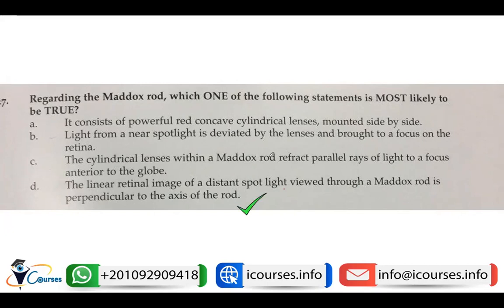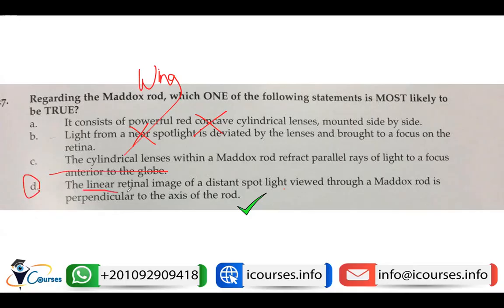Exactly as you mentioned, it consists of powerful red convex cylinder lenses mounted side by side. Light from the far spotlight is deviated by the lenses in the case of the Maddox rod. So the Maddox rod is used for a far light or far object. On the other hand, the Maddox wing is the one used for near objects. Cylindrical lenses within the Maddox rod refract parallel light rays to come to a focus at the retina, not anterior to the globe.